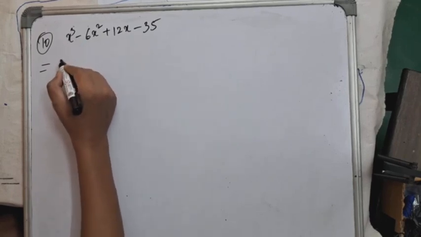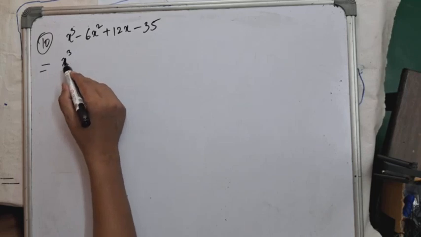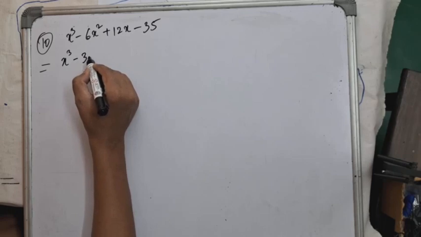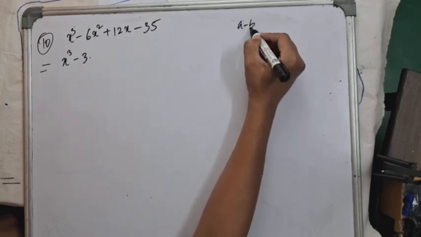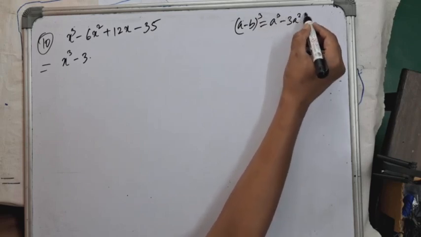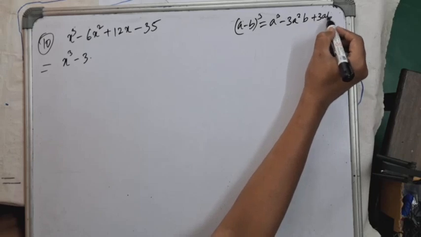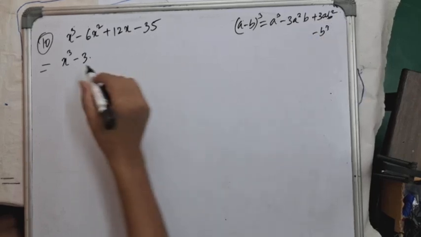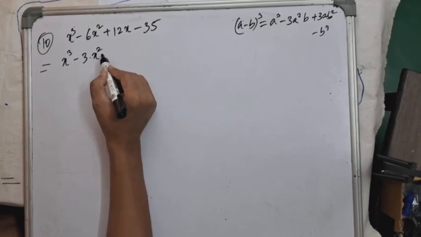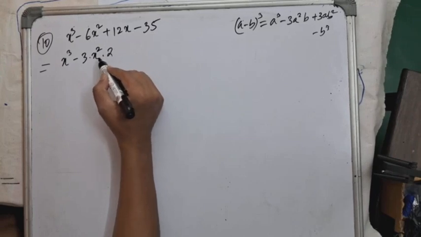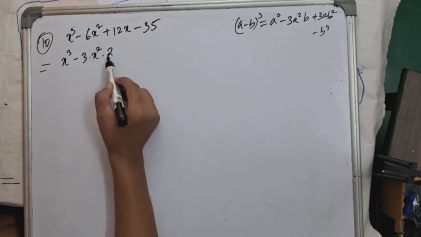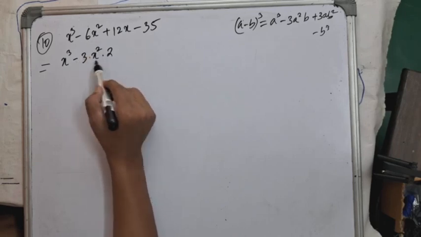So this x cube, we write here x cube, so we will assume this as a cube minus 3a square b, isn't it? a minus b whole cube means a cube minus 3a square b plus 3ab square minus b cube, isn't it? So 3a square, a is x, b we assume as 2, 3a square b. Now let's check whether this number comes or not. 3 2s are 6, 6 into x square is 6x square, minus 6x square.